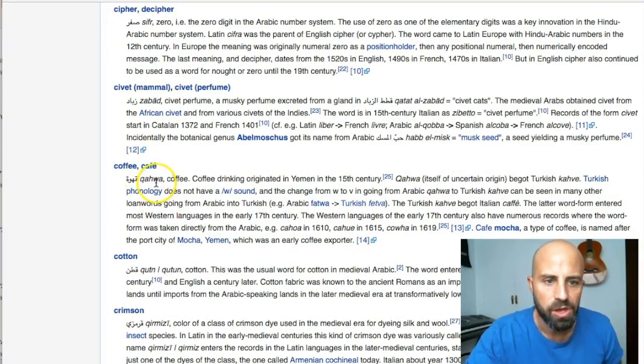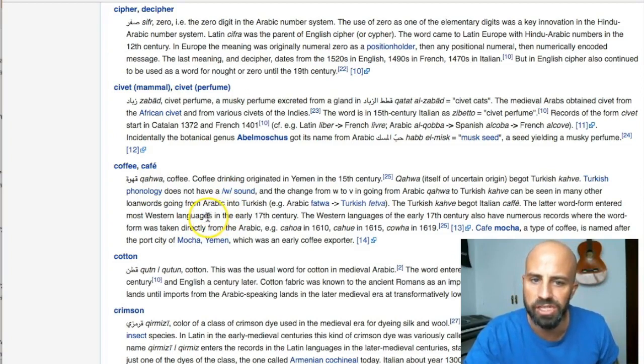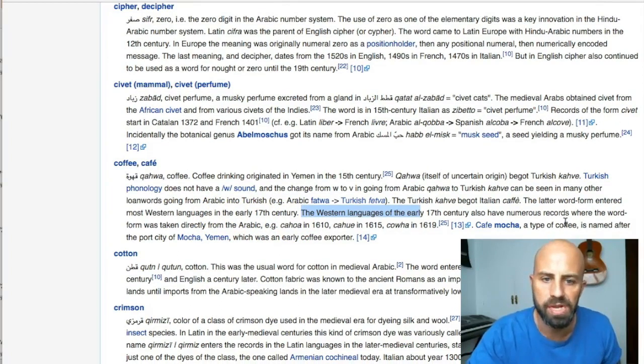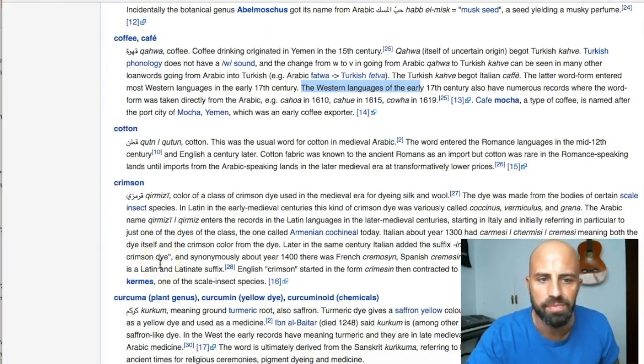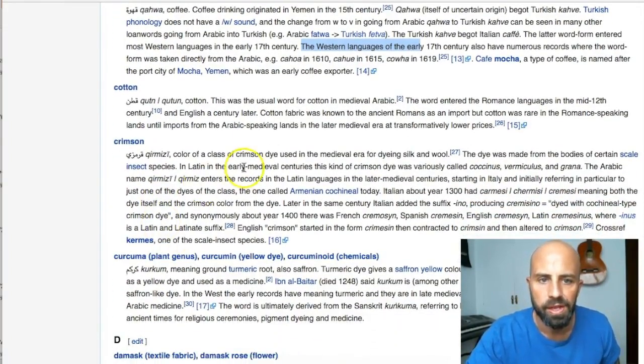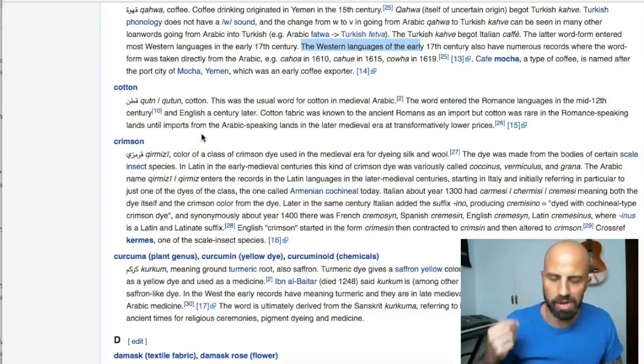Let's see. Kahwa, is that how to pronounce it? Coffee drinking originated in Yemen in the 15th century. How about that? Kahwa, it's kind of like cacao. Look at this, the word cotton came from Arabic. This was the usual word for cotton in the medieval Arabic. Kutun. Kutun. I think my shirt's made of kutun.